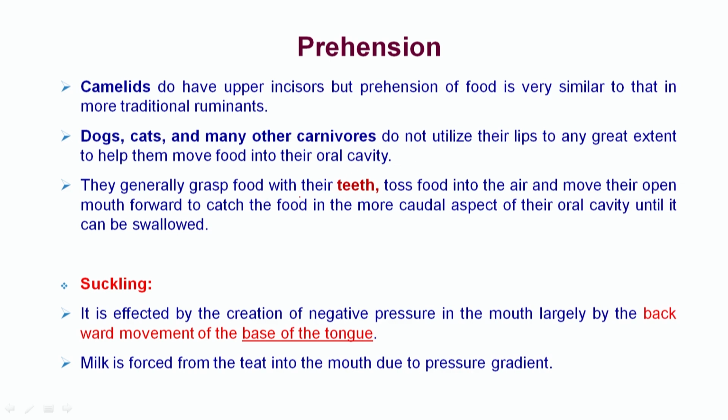Generally, they grasp the food with the teeth and toss it into the air, and then they open the mouth and bring the food to the posterior region of the oral cavity. Suckling is affected by the creation of negative pressure in the mouth, largely by the backward movement of the base of the tongue. Milk is forced from the teats into the mouth due to the pressure gradient.